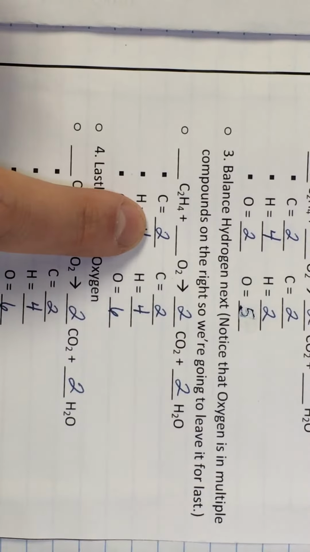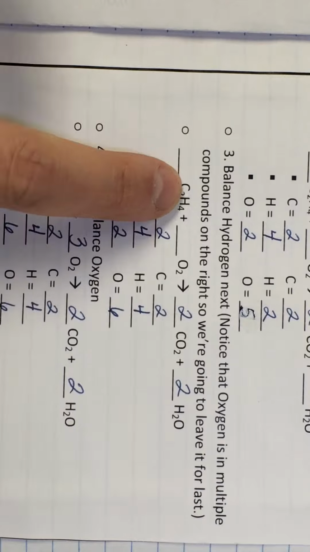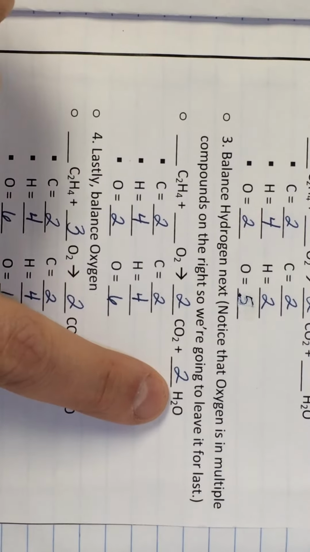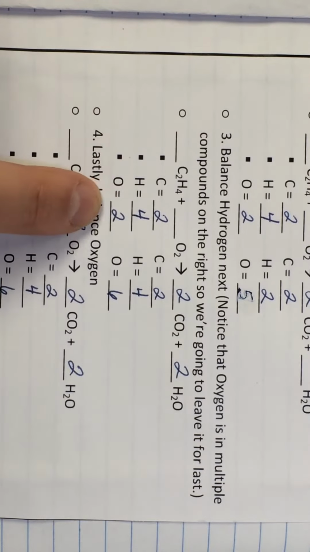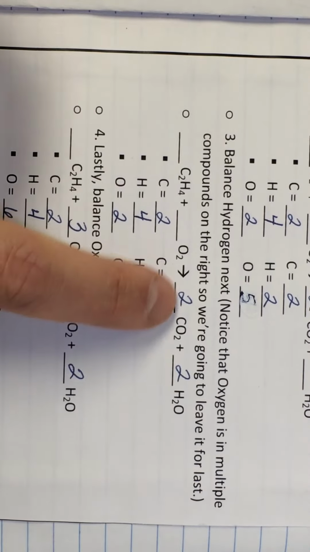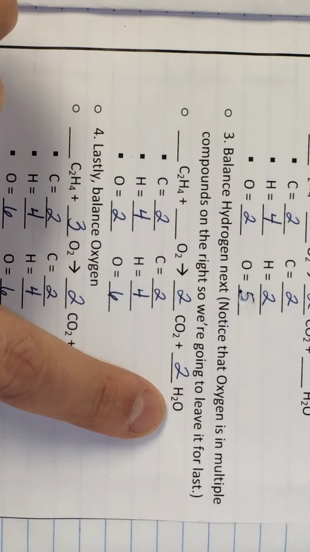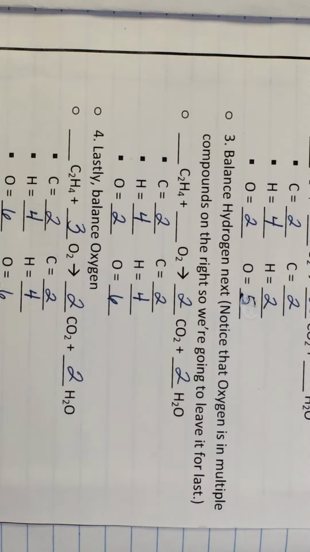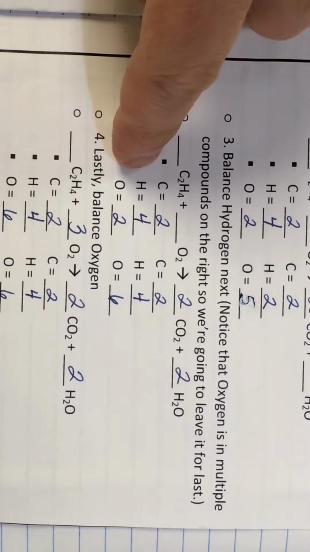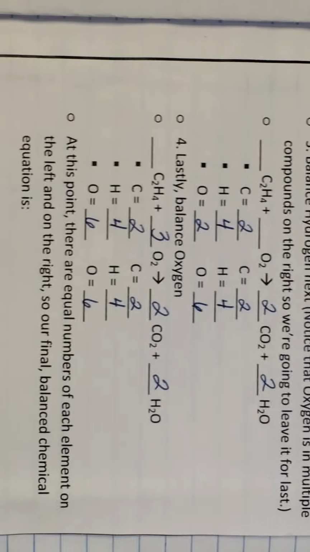And then recount everything. That's 2 atoms of carbon on the left, 2 atoms of carbon on the right. 4 atoms of hydrogen on the left, 2 times 2 is 4 atoms of hydrogen on the right. 2 atoms of oxygen on the left, and now we have 2 times 2 is 4 atoms of oxygen, plus 2 times 1 is 2, so plus 2 is 6. So 6 atoms of oxygen on the right. So while carbon and hydrogen are balanced, we're not quite done. We still need to balance oxygen, so that's what we're going to do last.